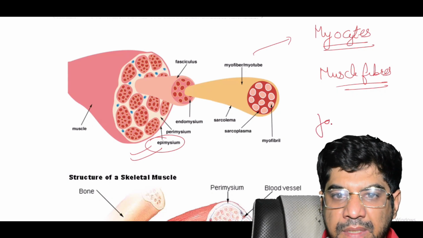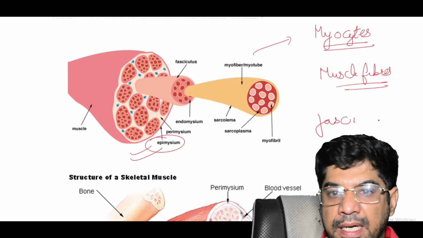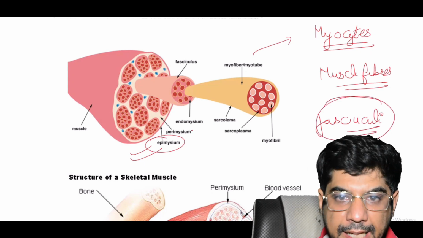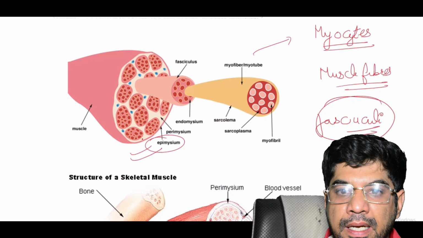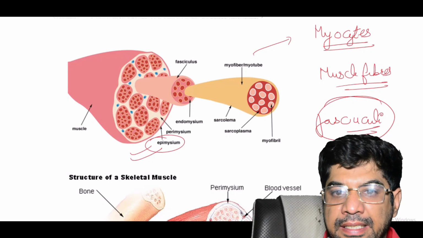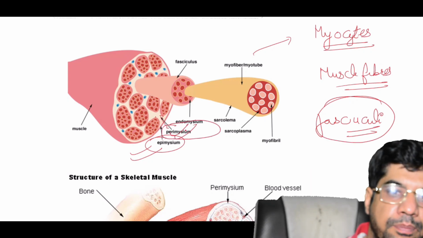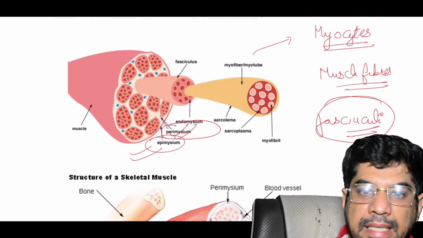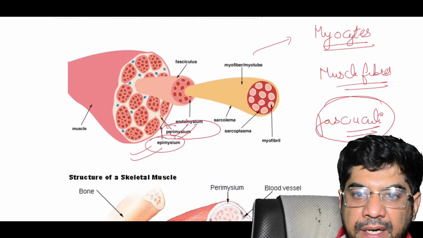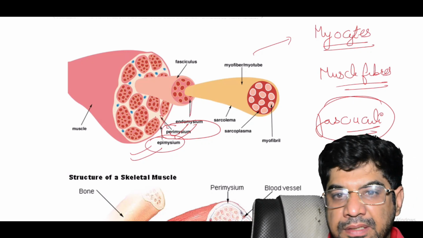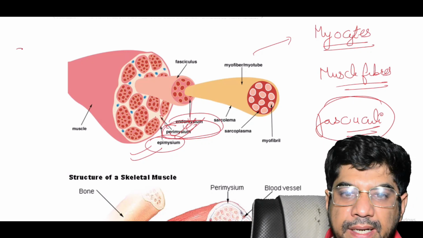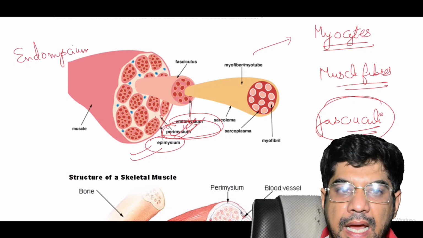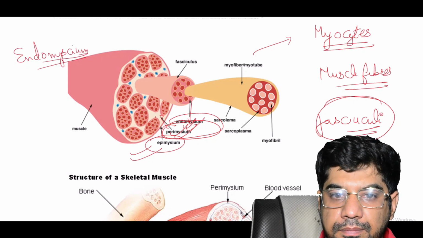And inside the muscle, the fibers are grouped into bundles that are known as fasciculi. Each fasciculus is covered by a connective tissue sheath that is known as perimysium. And each individual muscle fiber is covered by another connective tissue that is known as endomysium. So what is the connective tissue sheath that covers each muscle fiber? It's the endomysium.